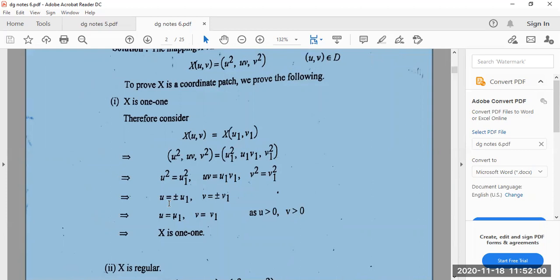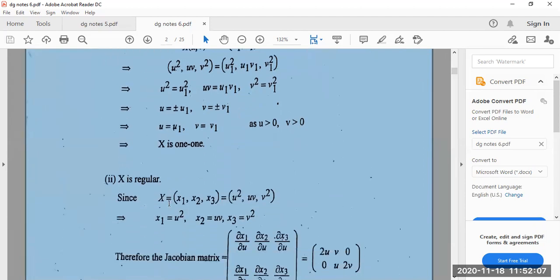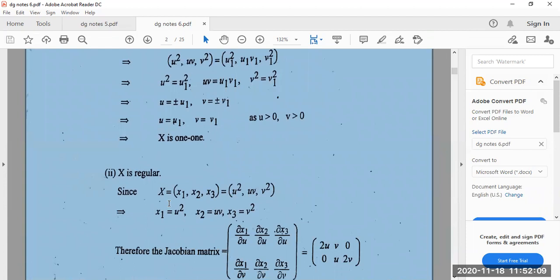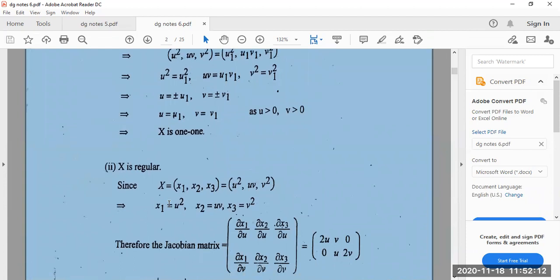Okay. So u and v both are greater than 0, hence we cannot take the negative values, and hence we can say that now X is 1-1. So how to prove X is regular? First you have to say X is equal to (x1, x2, x3).